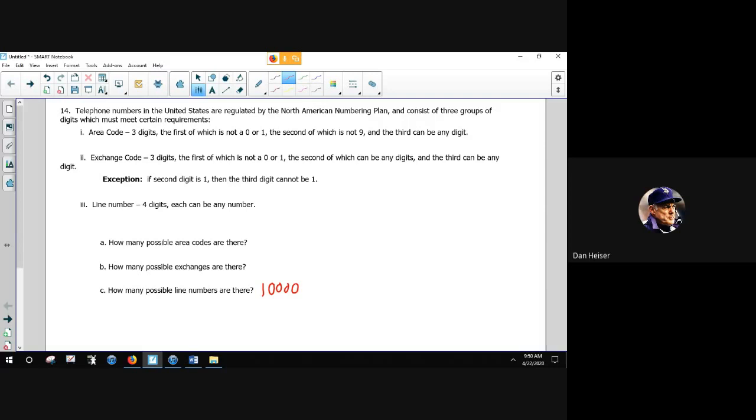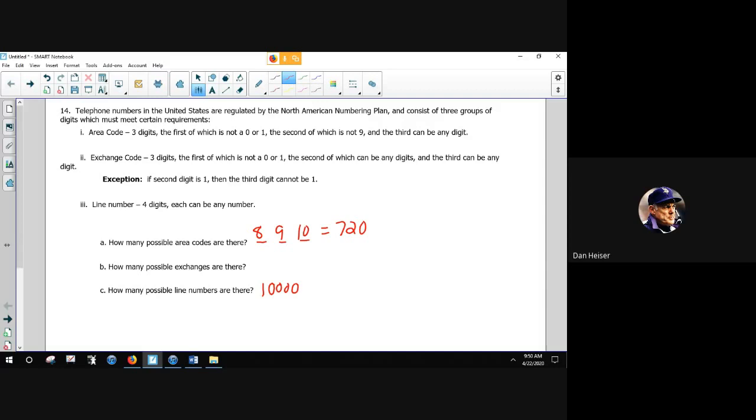We're going to have 3 digits. The first digit cannot be a 0 or 1, so that gives me 8 possibilities. The second digit cannot be a 9. That gives me 9 possible digits to choose from. The third can be any digit, and we have 720 possibilities.